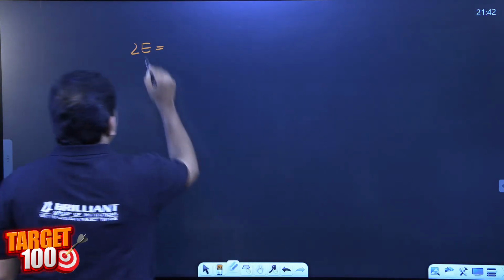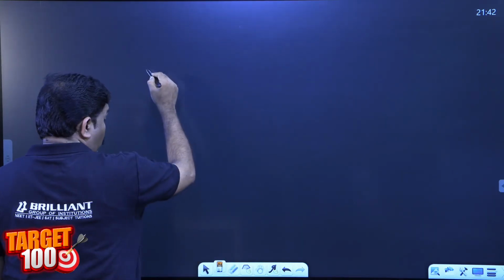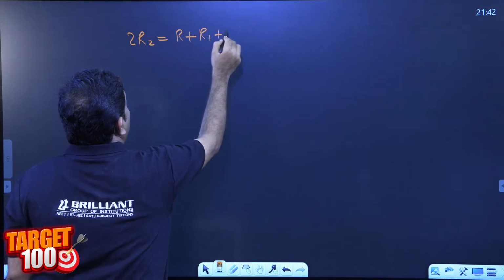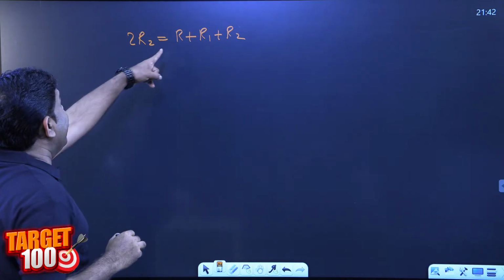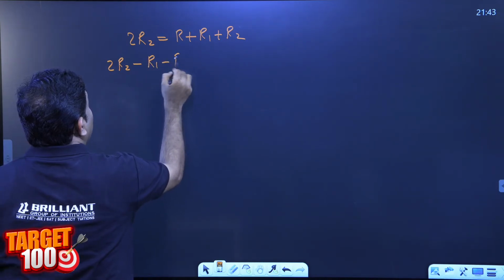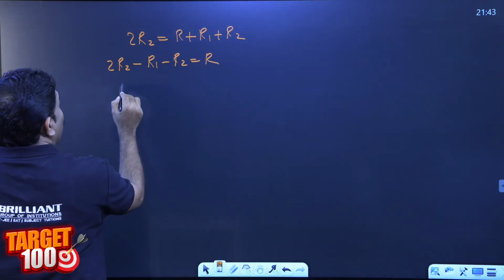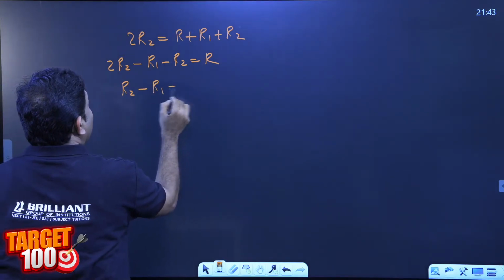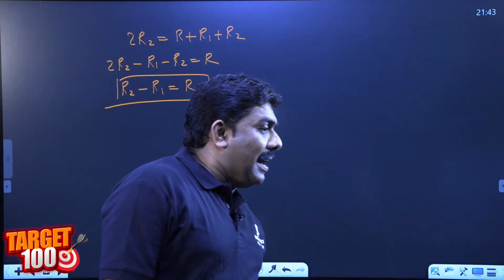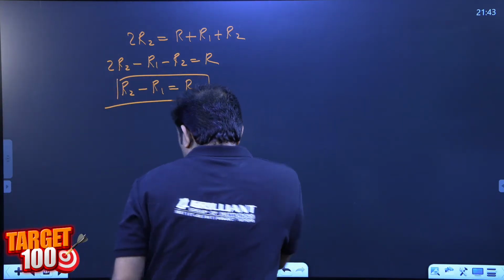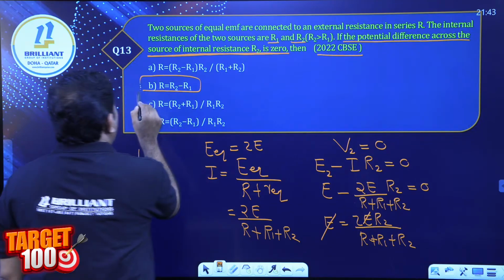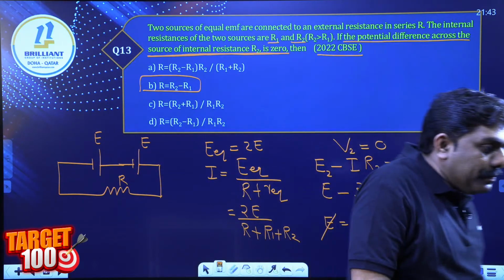So I can write 2R2 is equal to R plus R1 plus R2. I need R, so I'm taking the other terms to this side: 2R2 minus R1 minus R2 is R. 2R2 minus R2 is R2, so R2 minus R1 is R. So we have the formula R equals R2 minus R1. Please see, in this question the right answer is R equal to R2 minus R1.